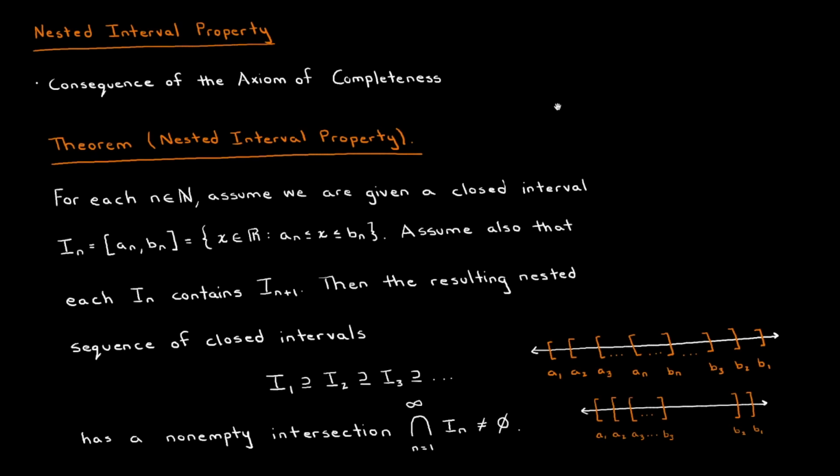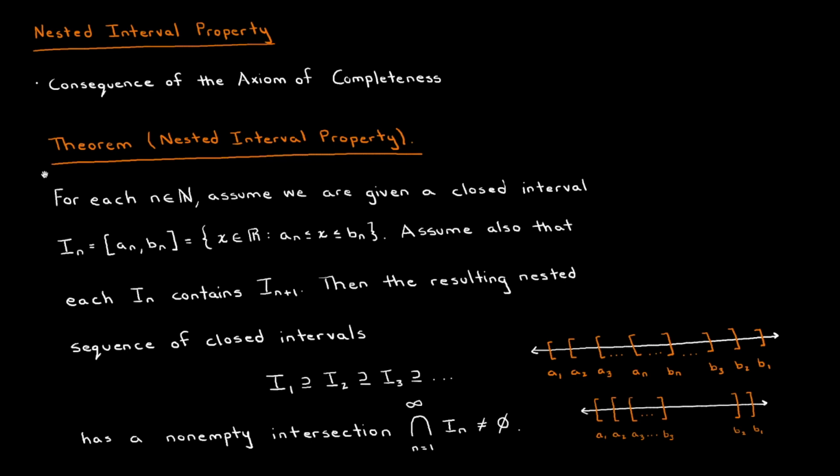Hi everyone and welcome. In today's video we are going to explore a result that follows very nicely from the axiom of completeness, which we covered in the previous video. This new result is called the nested interval property. We will first go through the proof of this theorem and then we will look at some examples.